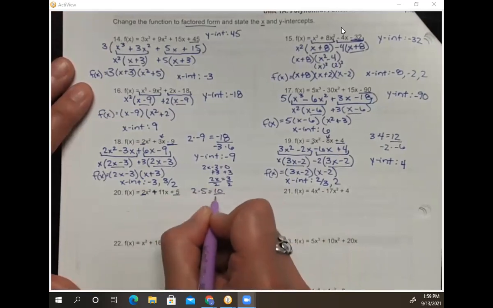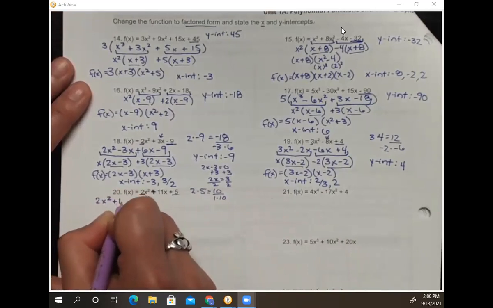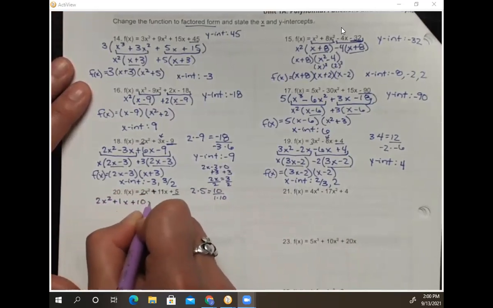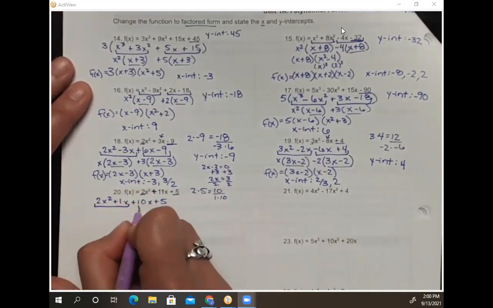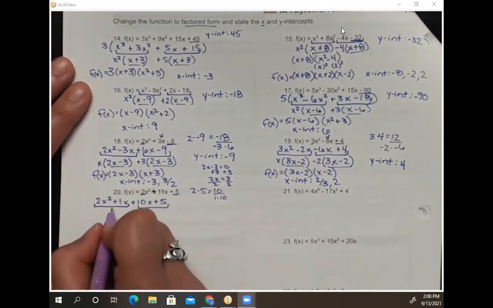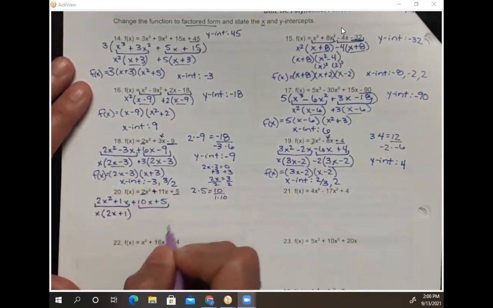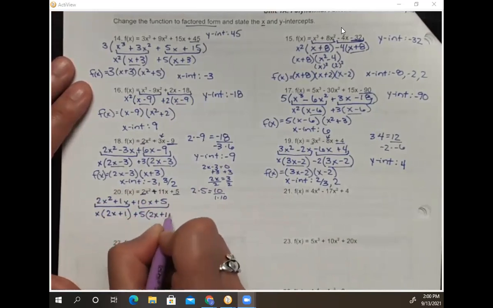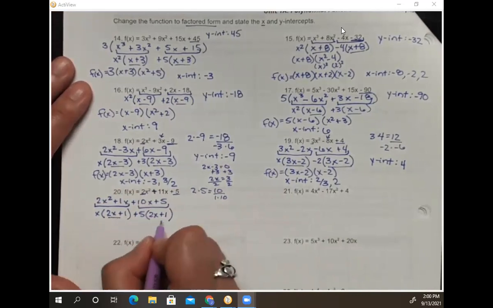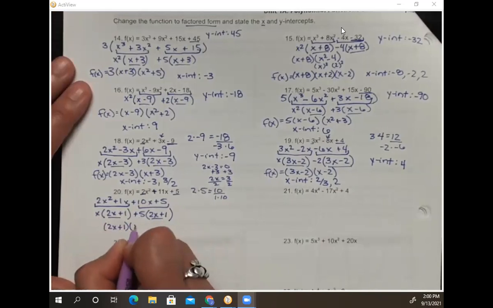Factors of 10 that add to 11? Well, that'd be 1 times 10. So I'm going to rewrite this as 2x squared plus 1x plus 10x plus 5. And then I'm going to use grouping. The GCF for my first group would be x. That leaves me with 2x plus 1. The GCF for my second group would be 5. That leaves me with 2x plus 1. Stuff in parentheses is the same, so I can pull that out as my GCF. And left over, x plus 5.